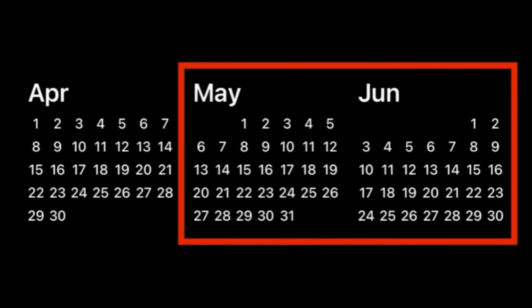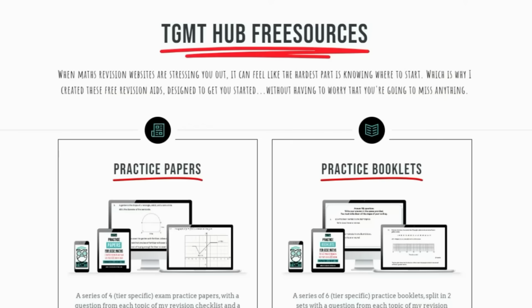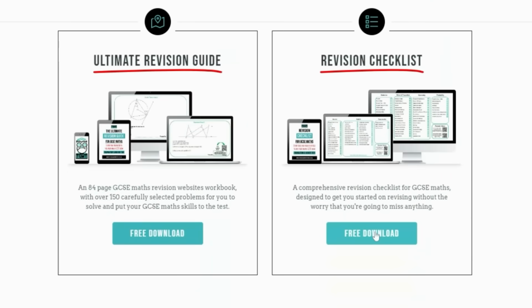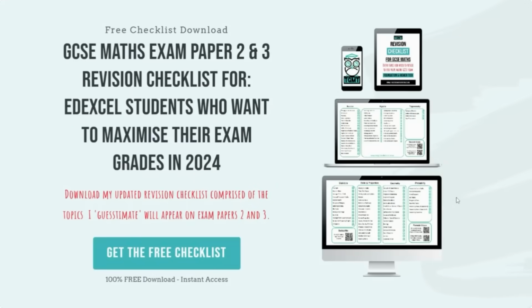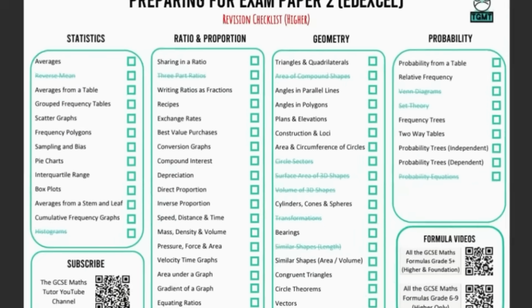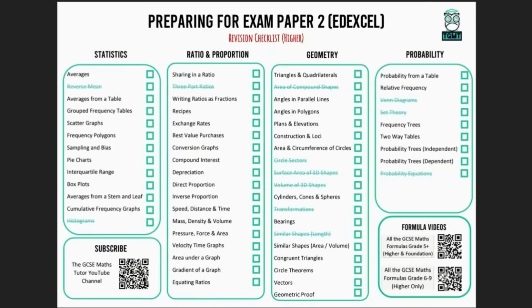With paper 1 out the way, it's time to turn our attention to paper 2. So today's video covers my top 4 tips for GCSE Maths paper 2 revision. Tip 1, my paper 2 revision checklist. Using the link in the description, go to my website and download my paper 2 revision checklist to identify the topics that you need to prioritise. Then work through those specific video lessons available for free on my YouTube channel.